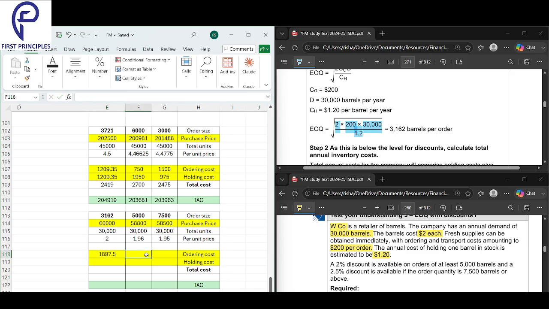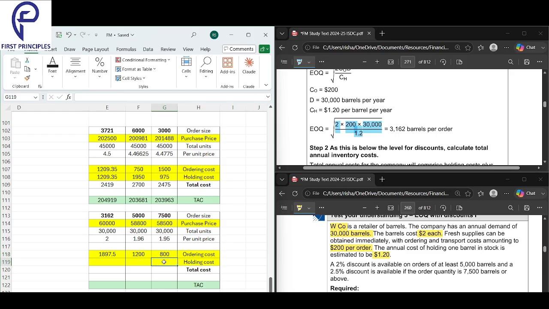1897.5. Same thing, next case. 30,000 divided by 5,000, we'll get 6, into 200, which is 1200. Next again, 30,000 divided by 7,500. So each time we will place an order of 7,500. 30,000 divided by 7,500 into 200, that is 800. So you see the ordering cost is the least here. Why? Because you're placing large order quantity.